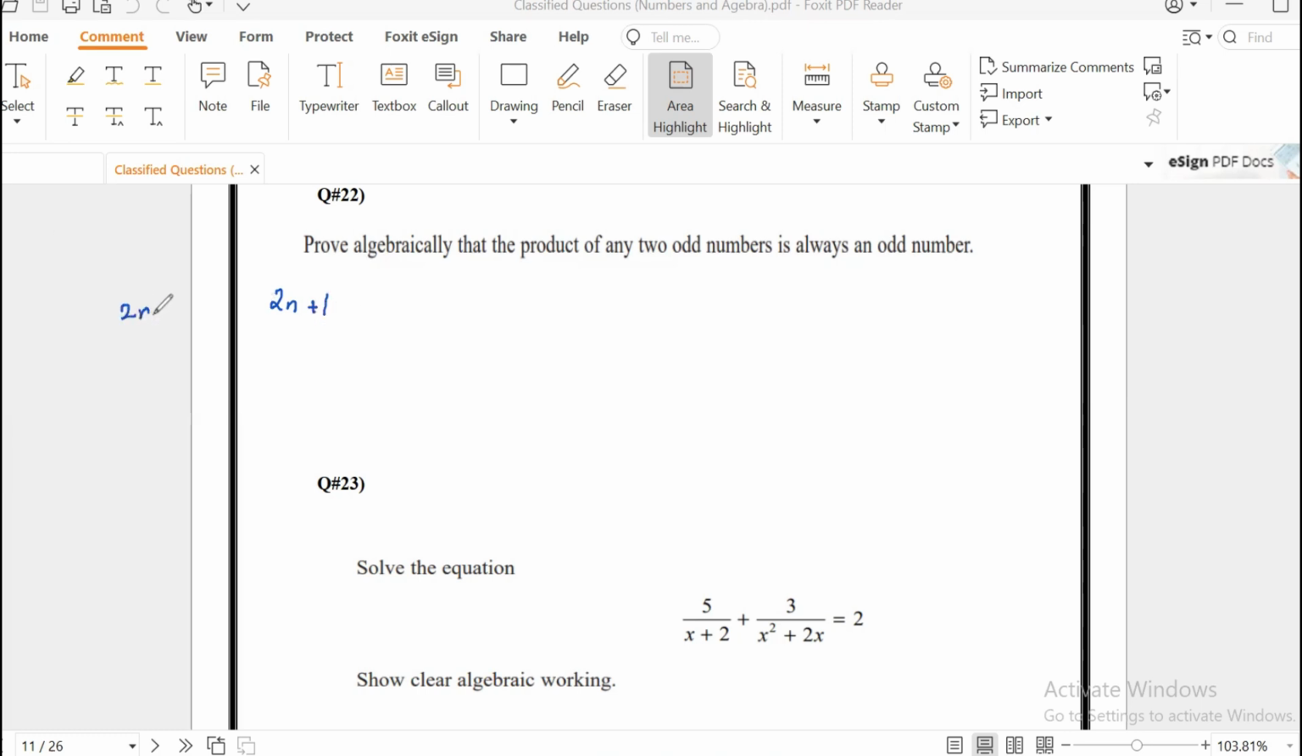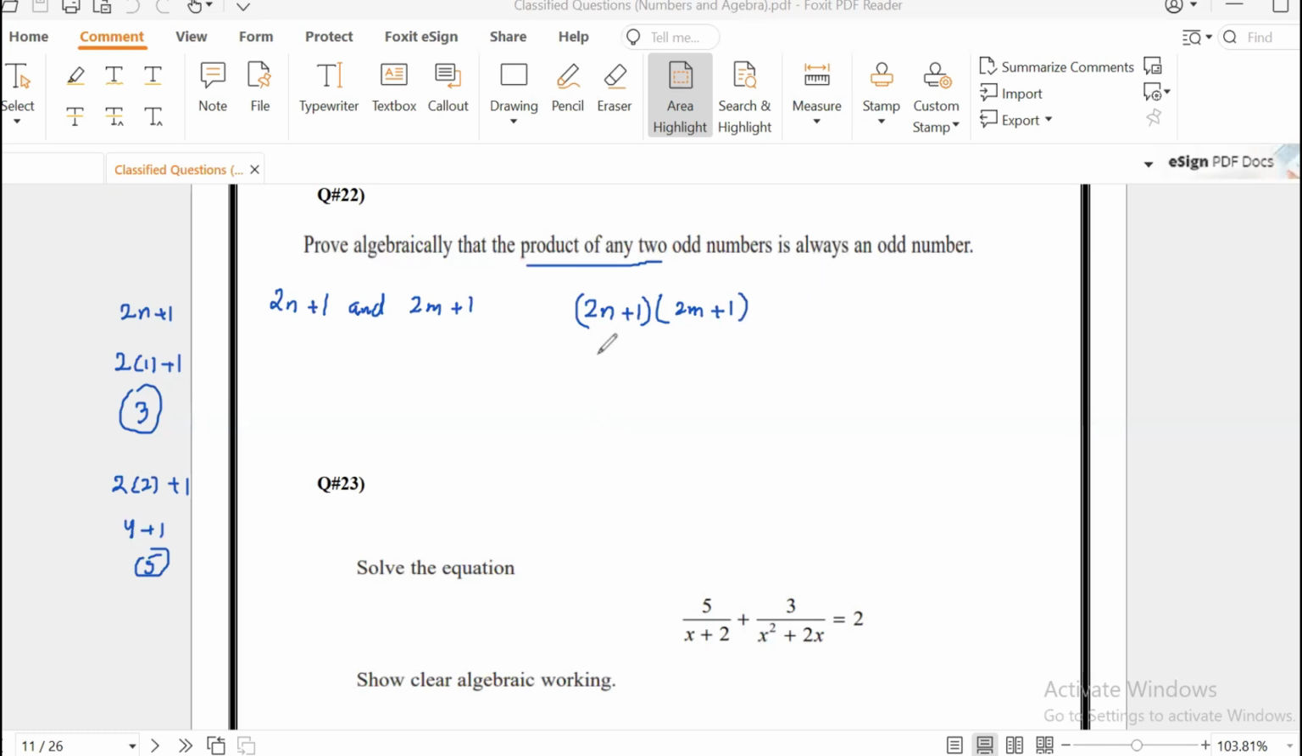We can check as well, like 2n plus 1: with n equal to 1, 2 into 1 plus 1 gives me 3. If you replace the value with 2, we will get 4 plus 1, which is equal to 5. So these are odd numbers. So in general, we can suppose 2n plus 1 and one more odd number, 2m plus 1. We have two odd numbers, and they say the product of any two odd numbers, means 2n plus 1 multiplied by 2m plus 1, and it must give us an odd number as the answer.